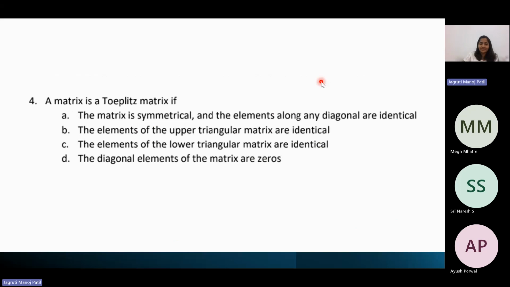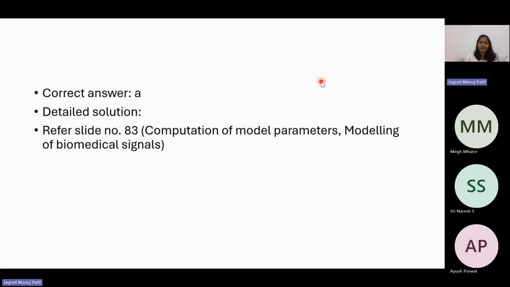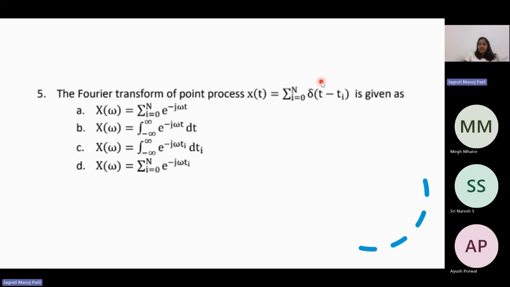Matrix is a Toeplitz matrix. I guess this was in the last or last-to-last lecture slide. If it's symmetric, then along any diagonal the elements are identical, Option A. Yes. Then the Fourier transform of a point process is given as this. So this will give you what? What would be the Fourier transform? I guess we saw what the Fourier transform can be.